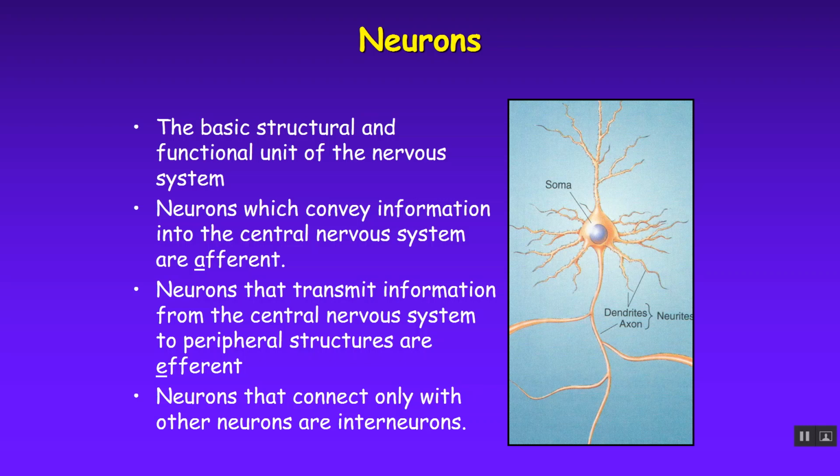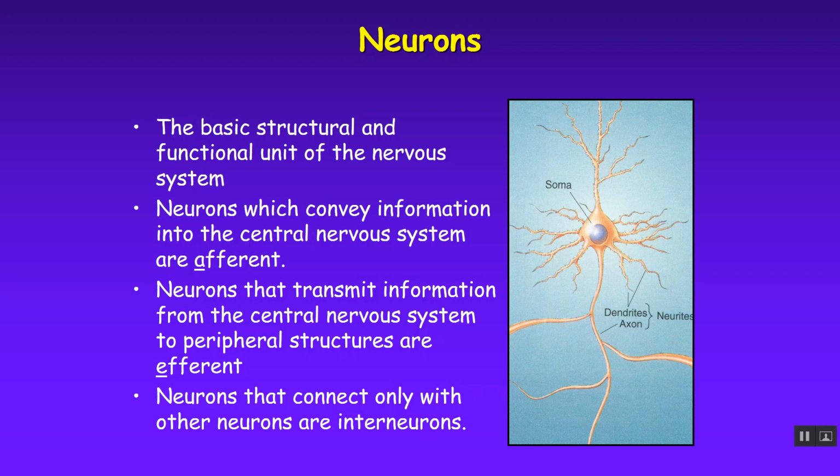So we're going to start working through that list, starting with the neurons. A neuron is the basic structural and functional unit of the nervous system. A neuron that conveys information towards the central nervous system or towards another structure within the nervous system is called an afferent neuron. So information is traveling in that neuron, bringing it towards the central nervous system or taking it towards another structure within the nervous system.